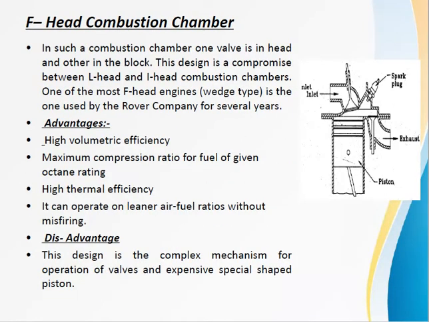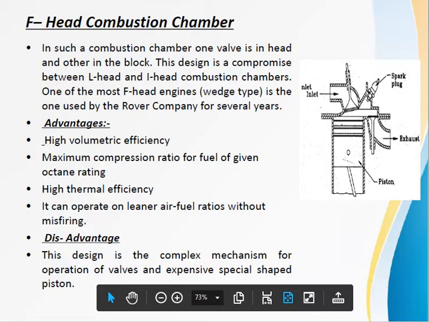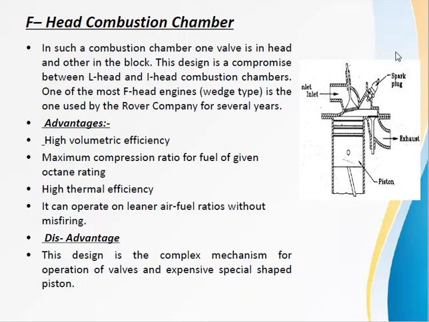Now the next combustion chamber is the F-head combustion chamber. Now you can clearly see the location of this combustion chamber. You can see this is the inlet valve, this is the exhaust valve, this is the spark plug. It is also sometimes called wedge shape, and it looks like the letter F. It is also called the F-shaped type of combustion chamber or wedge shaped type of combustion chamber. And one valve is on the cylinder head and one valve is on the engine block.